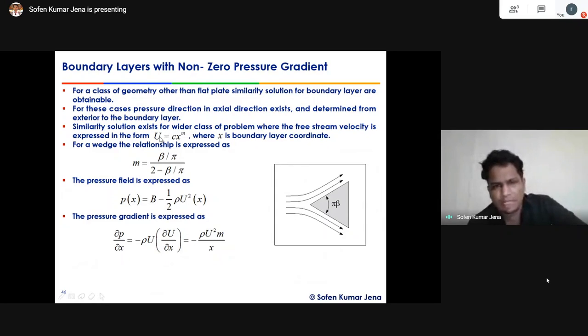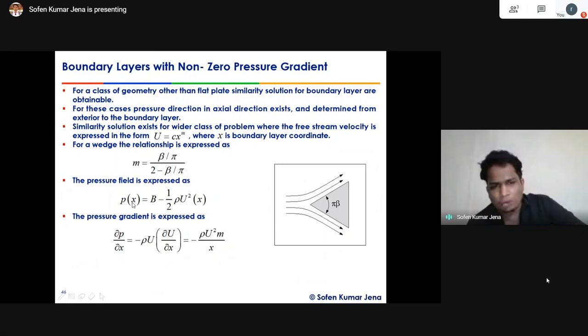In this kind of flow they are the streamline coordinate or the boundary layer coordinate, meaning along the boundary the x direction remains the same. So how are we defining the free stream velocity? The free stream velocity is equal to c into x to the power m, where m is the exponent, and it is expressed from the wedge relationship: m equals beta by pi divided by 2 minus beta by pi, where pi beta equals the wedge angle, measured in radians.